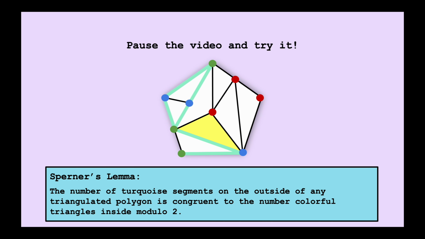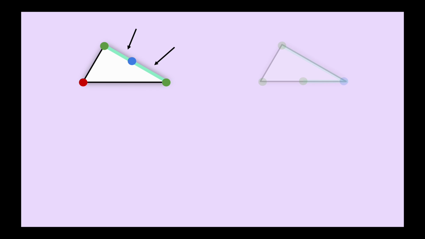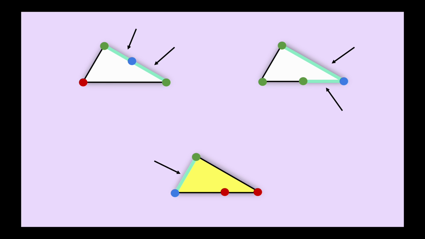I encourage you to take a moment and try to experiment with some triangulated polygons and perhaps come up with a proof on your own of Sperner's lemma. As a hint, you'll want to count turquoise segments in 2 ways. One way to count turquoise segments would be to add the number of turquoise segments on every triangle. However, if we list a few possible triangles, we notice that only colorful triangles have an odd number of turquoise segments. I encourage you to play around and convince yourself that this is always the case with our assumptions.